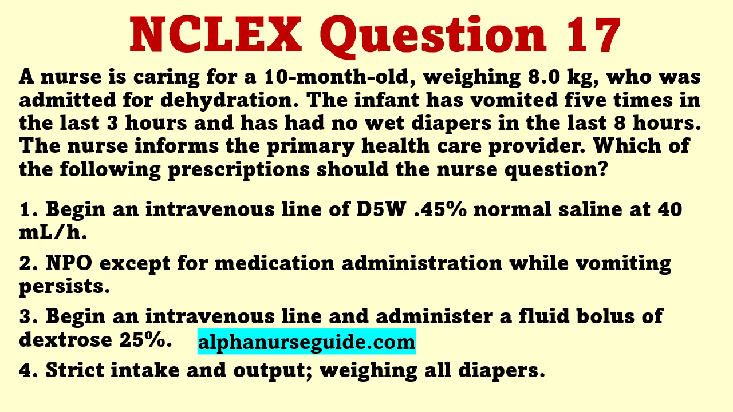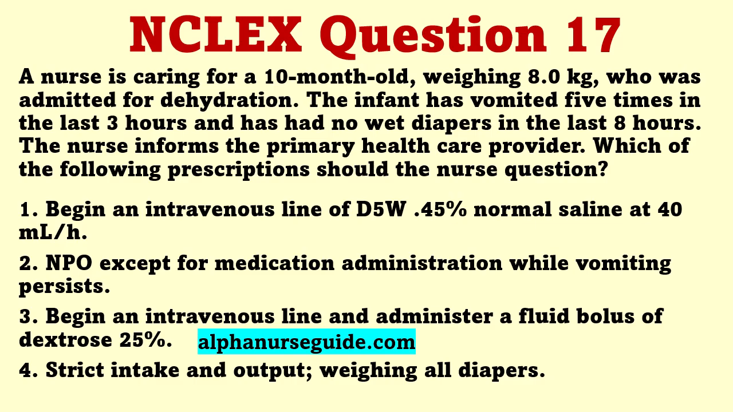A nurse is caring for a 10-month-old, weighing 8.0 kilograms, who was admitted for dehydration. The infant has vomited 5 times in the last 3 hours and has had no wet diapers in the last 8 hours. The nurse informs the primary healthcare provider. Which of the following prescriptions should the nurse question? 1. Begin an intravenous line of D5W .45% normal saline at 40 milliliters per hour.